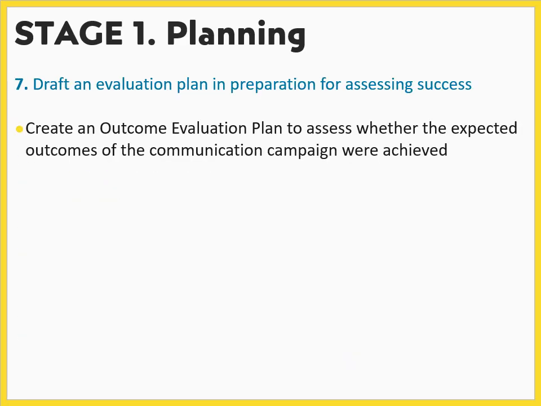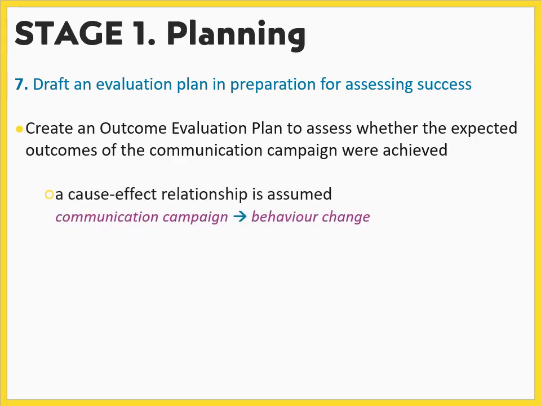And with that, we're at the final step of the planning process. Step 7, draft an evaluation plan in preparation for assessing success. Here you create an outcome evaluation plan to assess whether the expected outcomes of the communication campaign were achieved. Notice that a cause-effect relationship is assumed. We're imagining that the communication campaign caused members of the target audience to make certain changes in their health behavior.